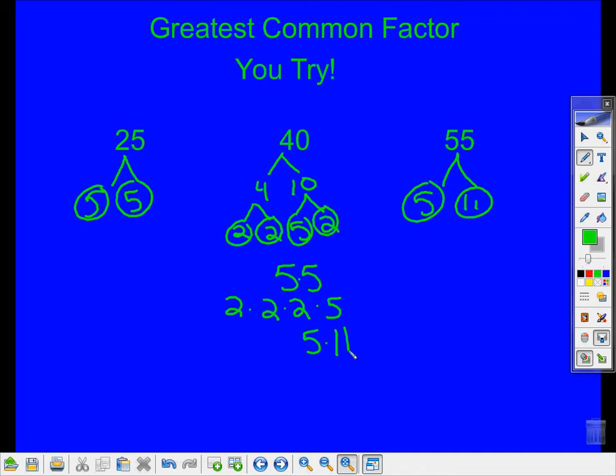Well, if I look at this, do I have any 2s in common with all three of them? No. The only thing I have in common for all three of them is 5. So what is the greatest common factor of 25, 40, and 55? 5 is our greatest common factor because that is the only number they have in common.